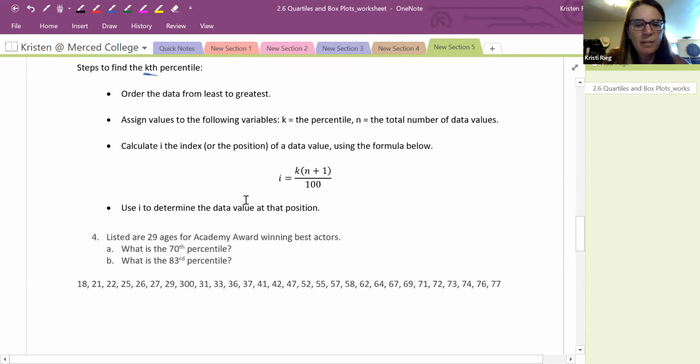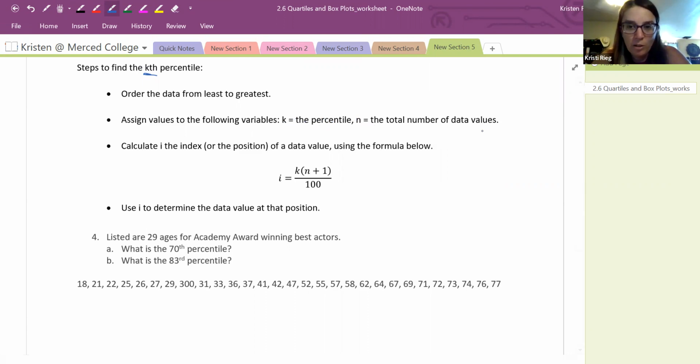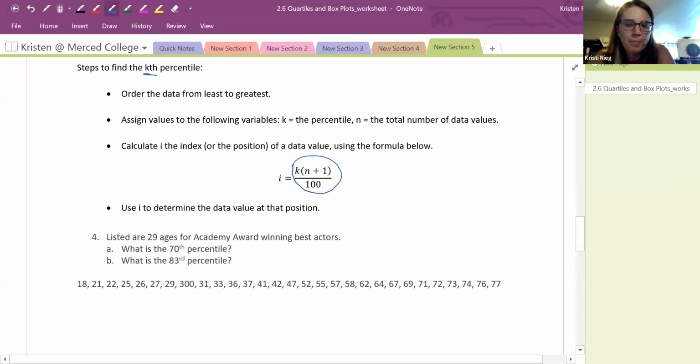So the definition is: K is the percentile that we're trying to find, so that's going to be given. N is the total number of data values. N is going to be the total number of data values until you finish this course. So N is always the total number of numbers we're talking about. K is a percentile. We plug those two into this formula, calculate I, which is the position, and then we just count to that position.